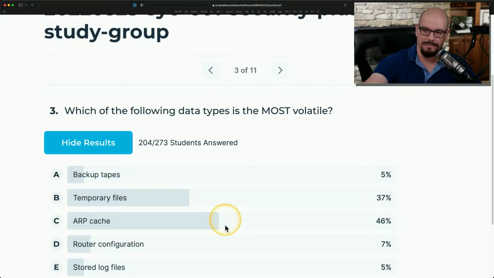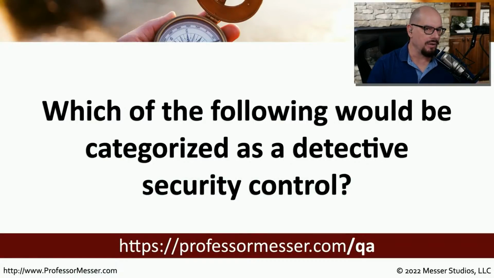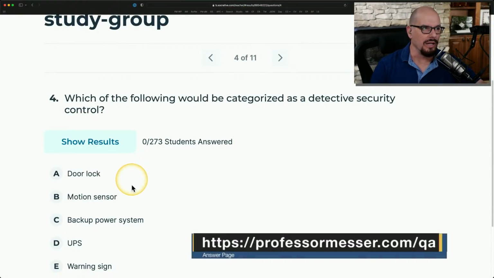Let's do another question. So let's go the different direction with this. And it asks, which of the following would be categorized as a detective security control? Would it be door lock, motion sensor, backup power system, UPS, or warning sign? It's got to be one of those.